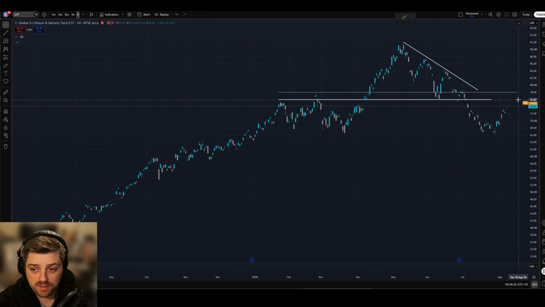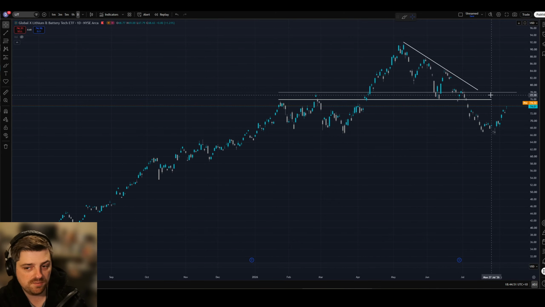So it wouldn't surprise me if it did halt at this sort of $75, $76 level, maybe as high as $77, $78, something like that, depending on what spot does. If spot starts tanking, that should reverse this back to a downswing. This is a very short-term trade for me.